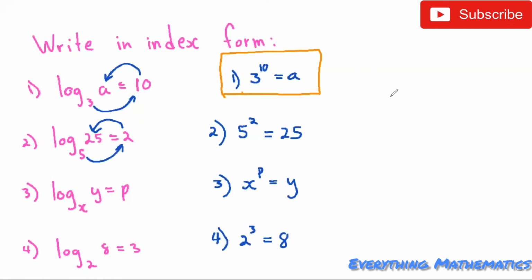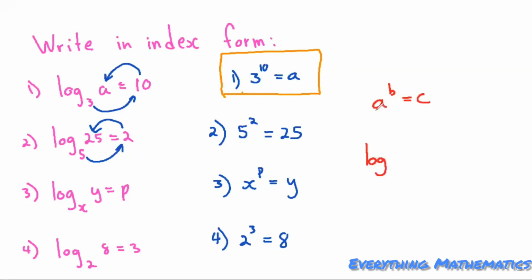So to wrap up this video, let me just generalize what we looked at today and last week. So last week we looked at if we have a raised to the b equal to c, we said we could easily write this in log form as log the base, which would be a, the result, which would be c, and the index, which would be b. And this is really the golden rule.